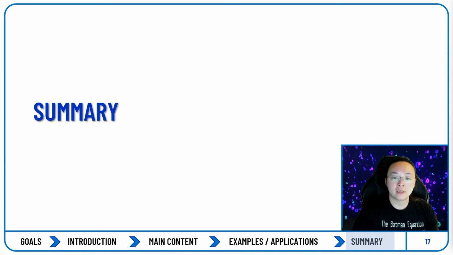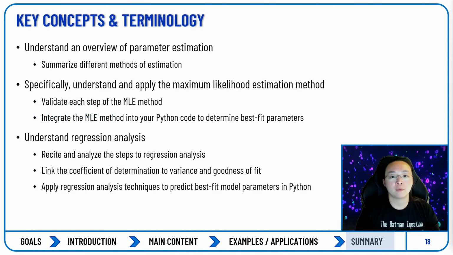So to summarize the whole lecture, let's take a look at what we learned about. First, we need to understand an overview of parameter estimation. You should be able to summarize different methods of estimation. Specifically, you should understand and apply the maximum likelihood estimation method. So be able to validate each step of the MLE method in case you're asked to explain why we're taking these steps. Be able to integrate the MLE method using Python to determine best fit parameters.